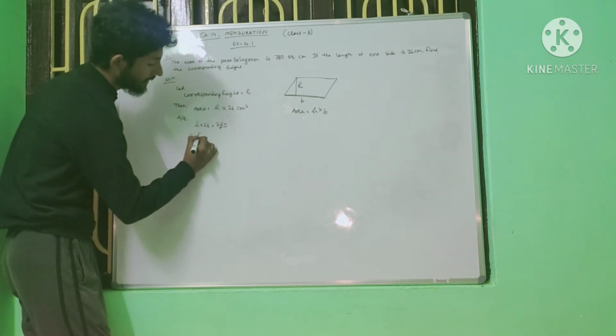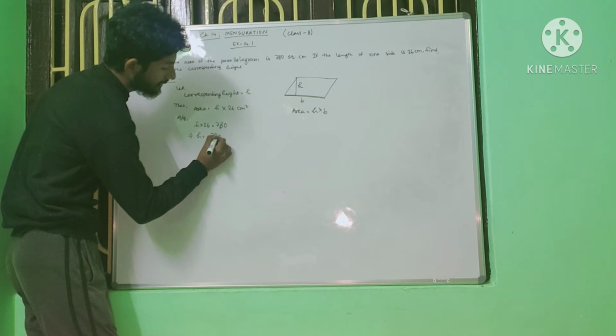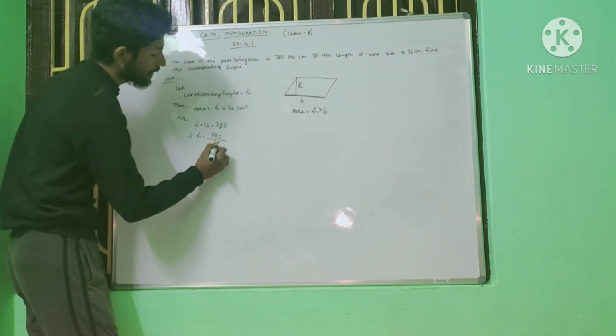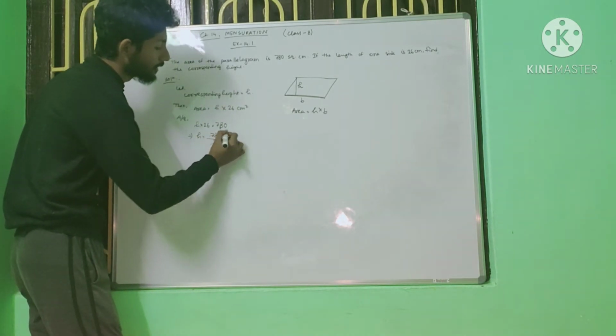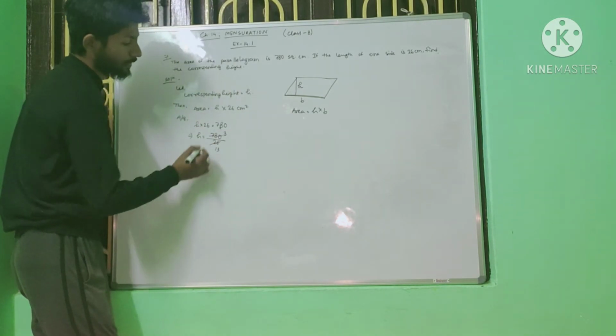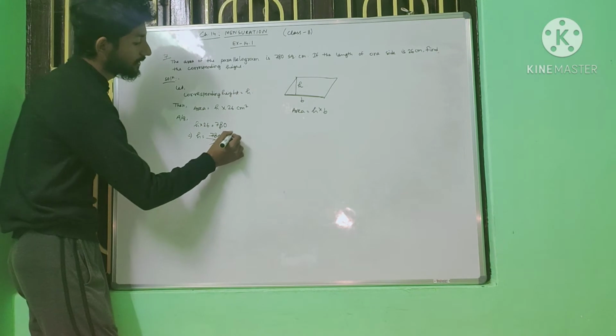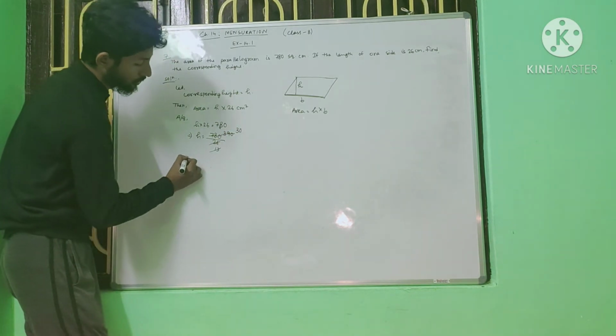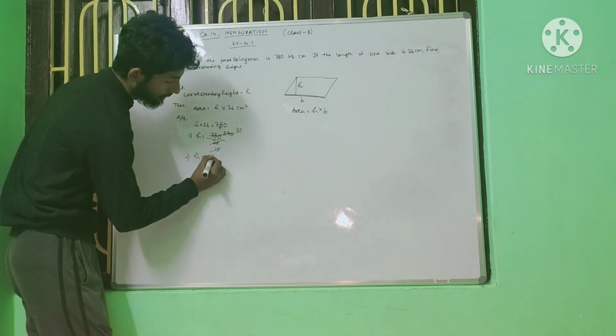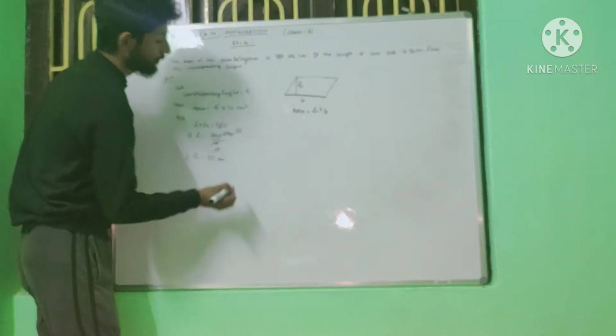So that h will be equals to 780 divided by 26. If we cut with 2, then it will be 390. If we cut with 13, then it will be 30 only. So h is here 30 centimeter.